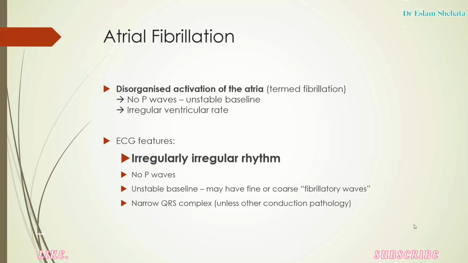The ECG features you need to be aware of: an irregular rhythm, where the first differential should be AF. As well as that, no P waves and an unstable baseline. Now this might be very fine, irregular waves in the baseline, or it could be quite coarse, and we term them fibrillatory waves. If it's just simple AF, then the QRS complex should be narrow, because once we get to the AV node and bundle of His, all the ventricular conduction will be normal, and so we'll get a normal, narrow QRS complex.